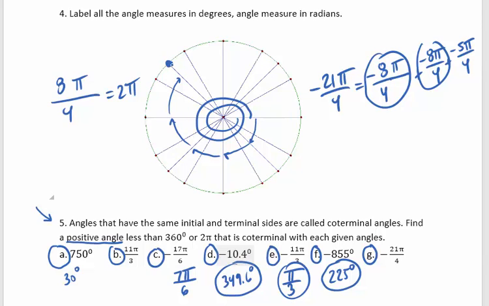How do we get to that location in a positive direction? Well, we're counting by pi over 4, starting from the positive side. There would be 1 pi over 4, 2 pi over 4, 3 pi over 4. So this thing would be coterminal with 3 pi over 4.